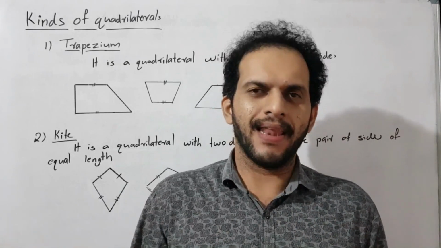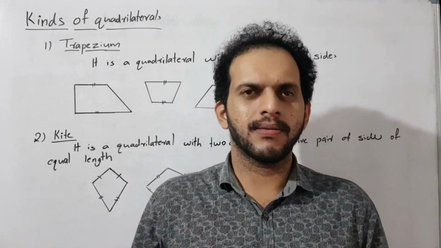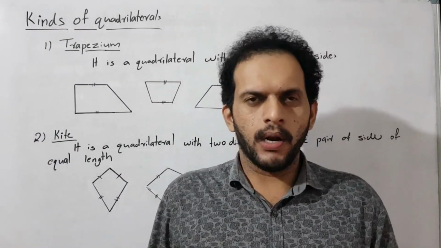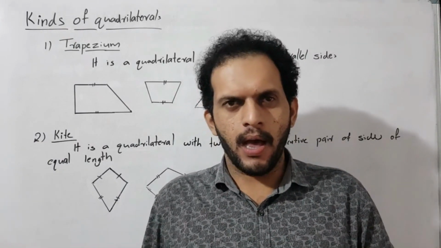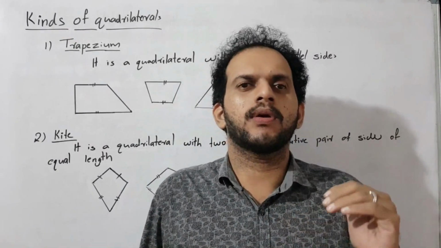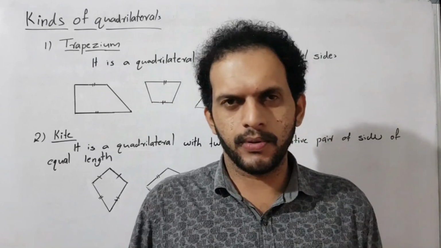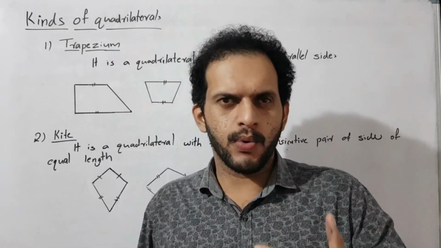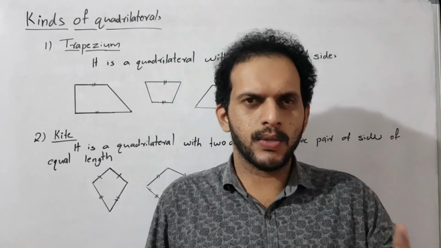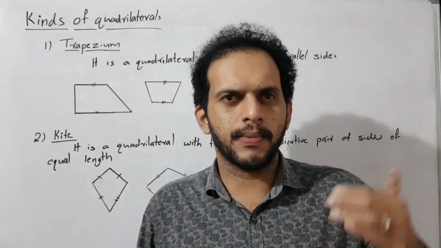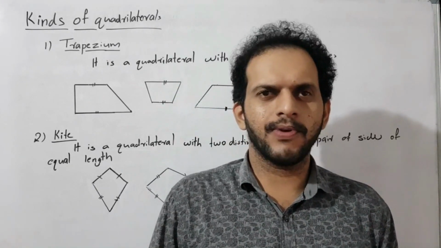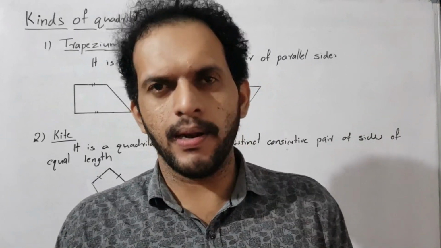Next we go to the next part of the chapter, the kinds of quadrilateral. We learned what we mean by polygons and how they are classified and named according to the number of sides. The least is the triangle, the three-sided figure, then quadrilateral, pentagon, hexagon, heptagon, like that. Am I right? So next we are discussing only the quadrilaterals.